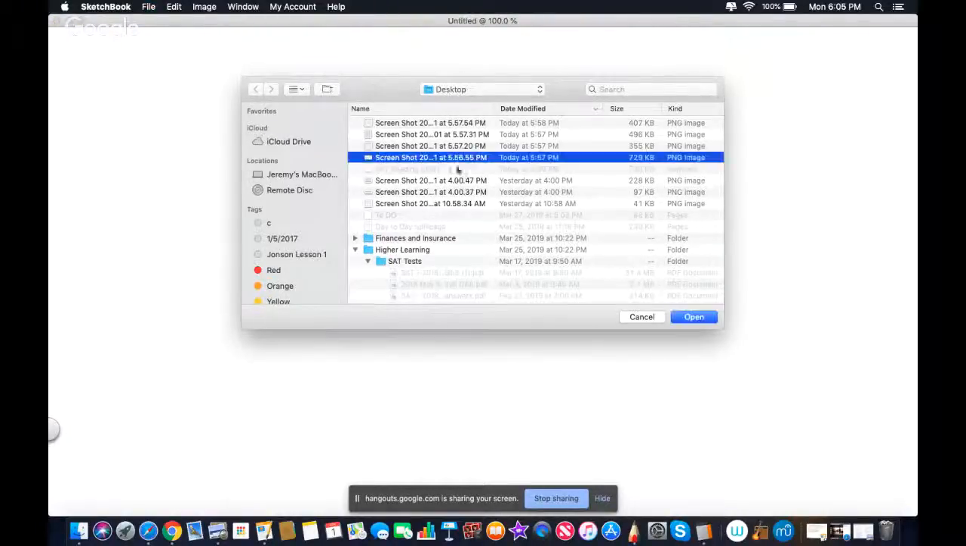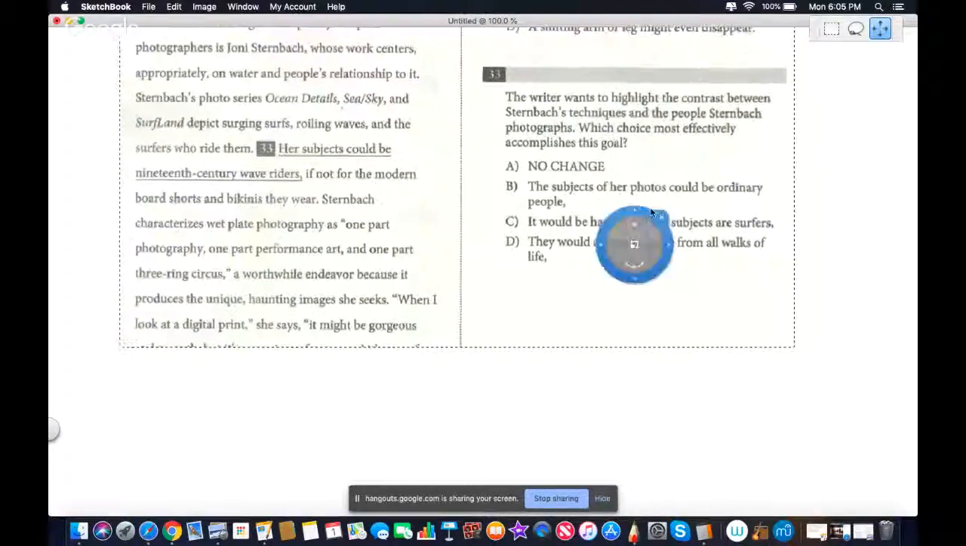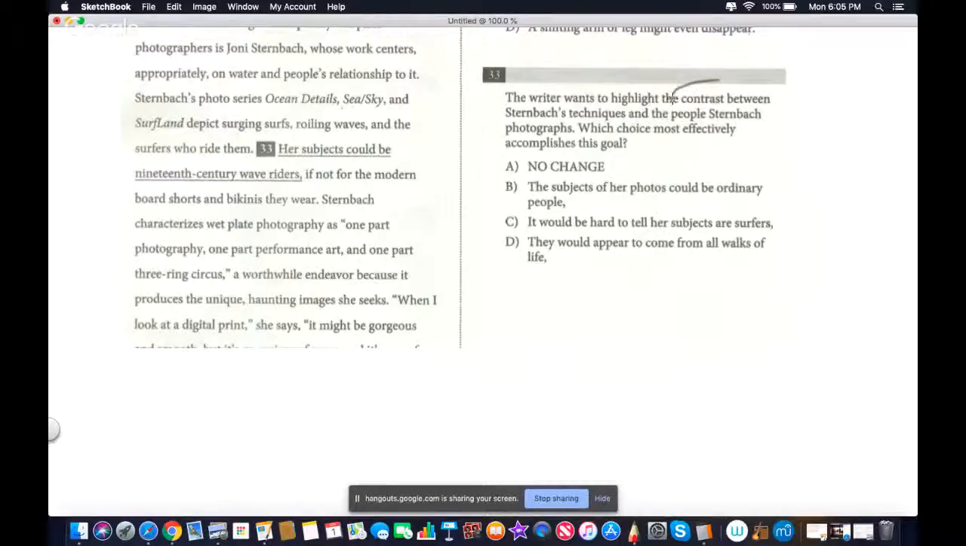It's pretty interesting because it's really easy to get lost in these questions that ask something specific. The important thing here is the word contrast between Sternbach's techniques and the people that she photographs. And a lot of folks end up with C. It would be hard to tell that they're subjects or surfers. Now, the thing is, up here, it tells us that her work depicts surging surfs, rolling waves, and surfers who ride them.